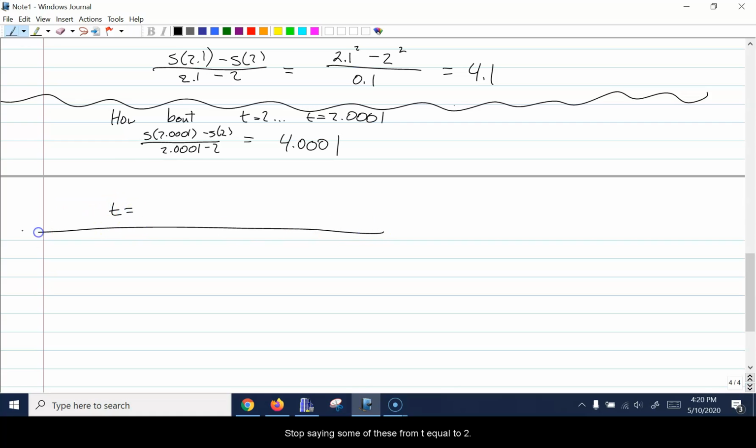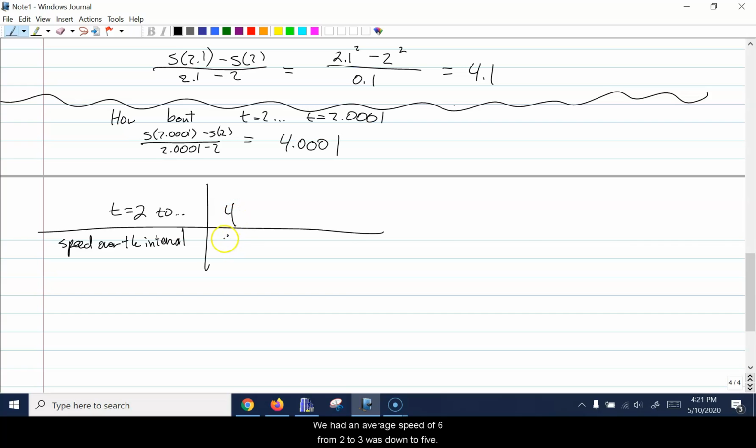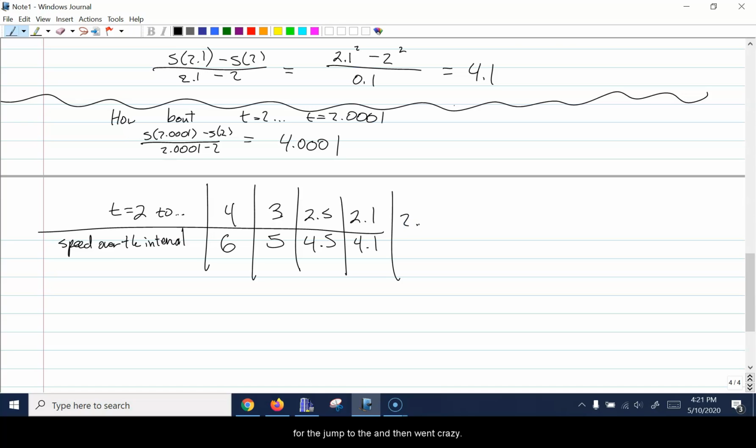So let's try and sum up these. From t equals 2 to, when we went from 2 to 4, we had an average speed of 6. When we went from 2 to 3, it was down to 5. When we went 2 to 2.5, it went down to 4.5, I think it was. When we went to 2.1, we got 4.1. When we went to 2.0001, it sort of jumped to the end and went crazy.